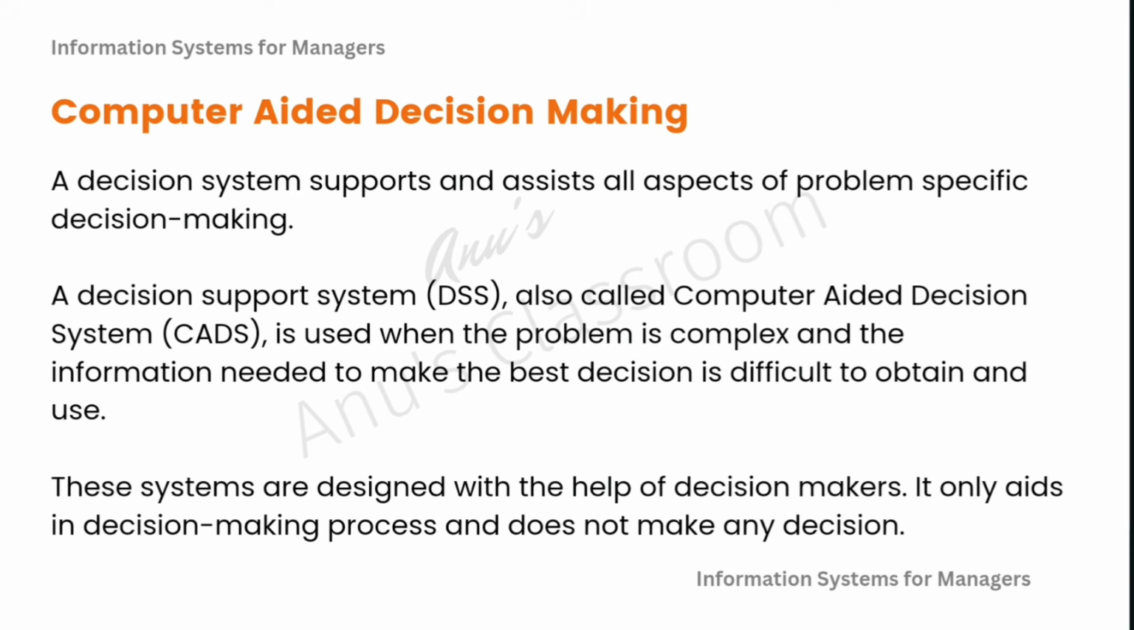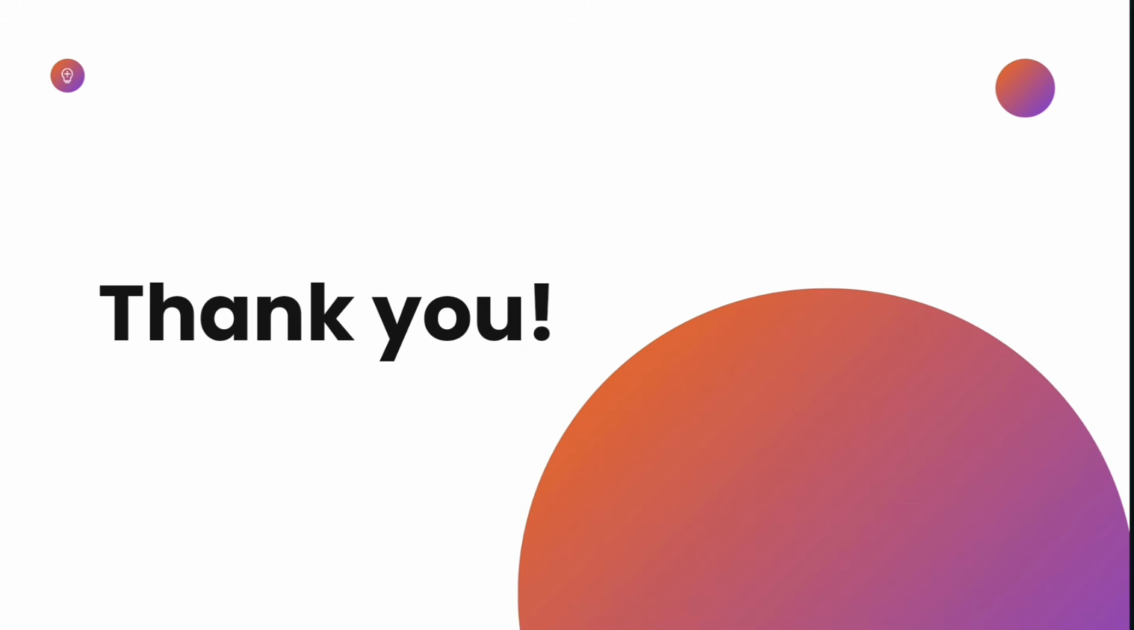A decision support system, or DSS, is also called CADS or computer aided decision system, and it is used when the problem is complex and the information that is needed to make the best decision is difficult to obtain as well as use. These systems are designed with the help of decision makers only. It only aids in the decision making process. That is something that we have to keep in mind always. CAD or DSS is not an alternative to managers or an alternative to decision makers. They are tools that can help you in that decision making process. The final decision has to be taken by you yourself, that is the manager yourself.